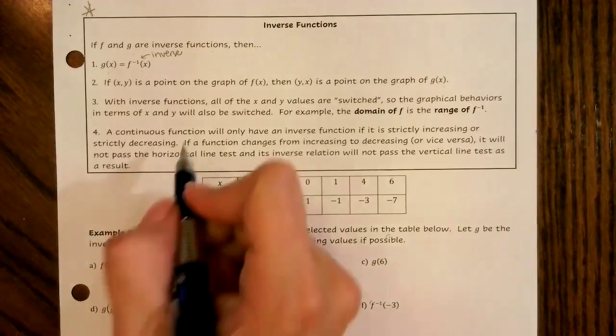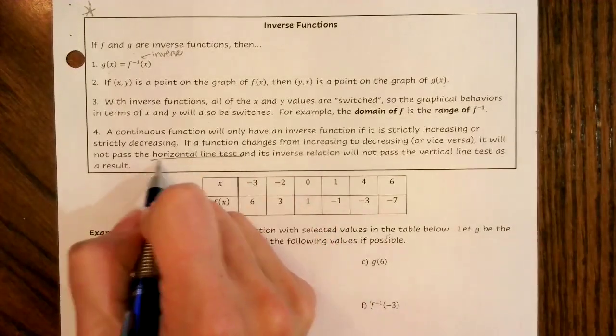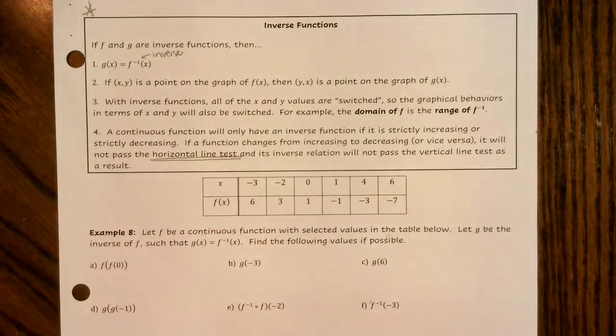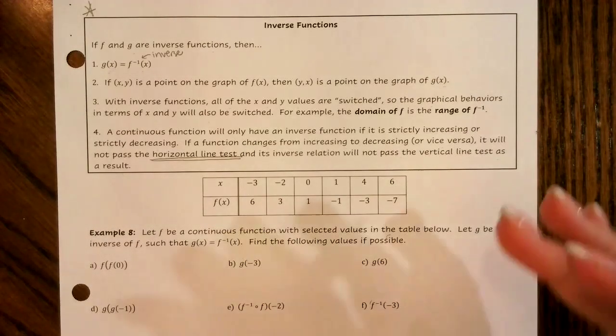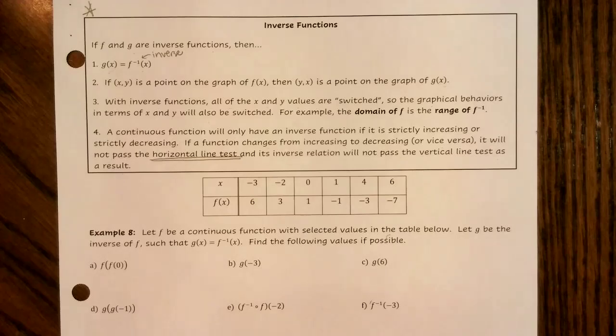We haven't really talked about the horizontal line test right here. It is very similar to the vertical line test, but it tests to see if the inverse will be a function. Not if it is a function, but if its inverse will be a function. So if we dropped a horizontal line and it touched in more than one place, then the inverse will not be a function. That's what that means.